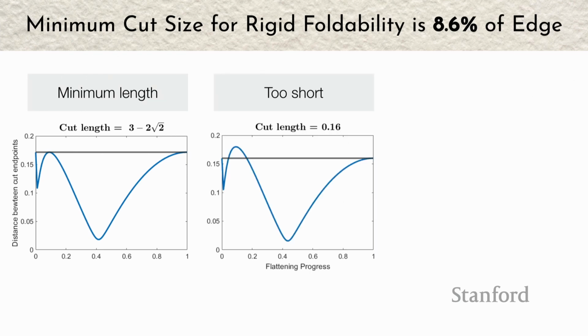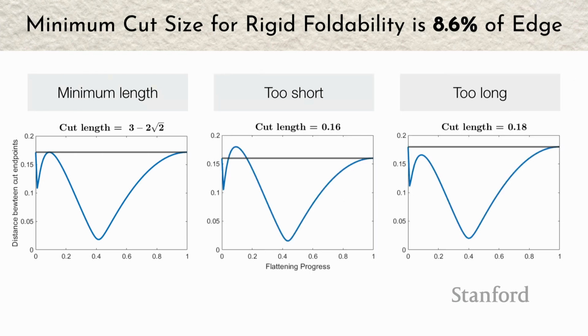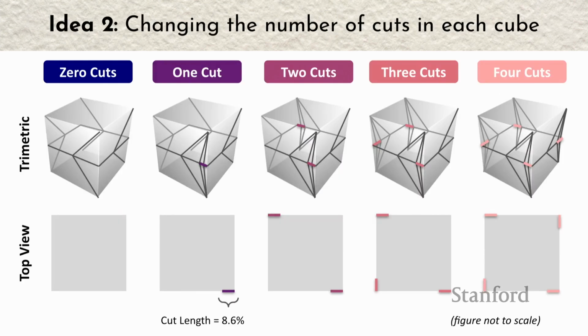Here it's too short. Here it's too long. So just right is the size of the cut that is basically able to, when you fold the block, be equal to the original distance between the endpoints. So you don't start folding it and then separate it more than you originally started out to. Another corollary to this is changing the number of cuts in each cube.